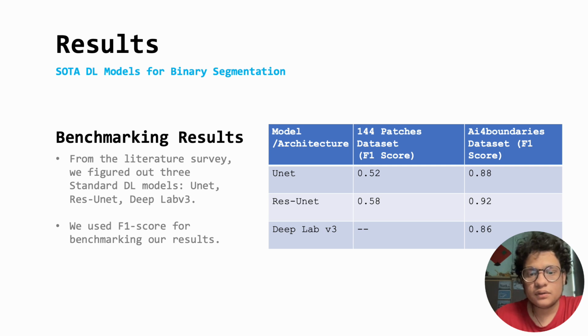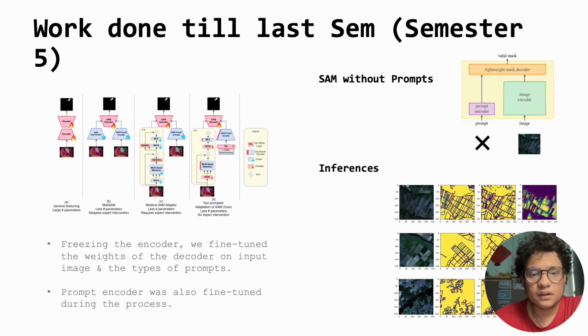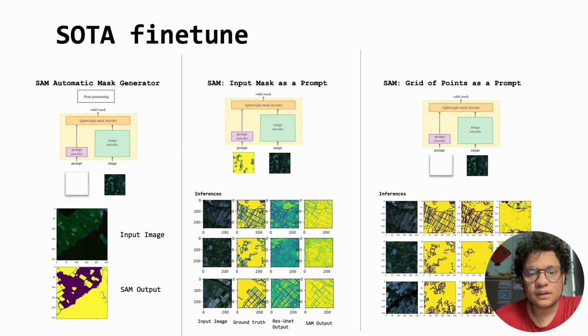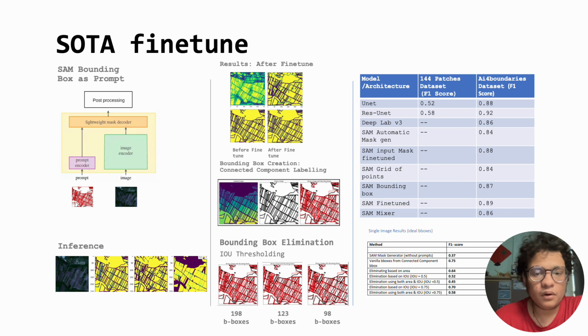These were the SOTA results, in which UNet and ResUnet were performing better on our AI for boundaries dataset. Then we began prompting. This is the image and the results without prompt. Then we tried different prompts: a single image prompt, the output of ResUnet as a prompt, and grid points as prompt, and we got different results. But bounding box emerged as the winner in this case.